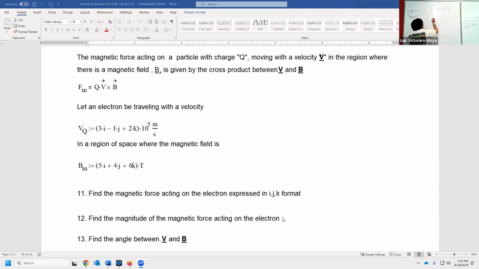Okay, so you want to find the magnitude in ijk. So v is given in vector form, 3i minus 1j plus 2k times 10 to the power of 5. And the magnetic field B is always very weak: 5, 4, 6. So 5i plus 4j plus 6k Teslas, right?